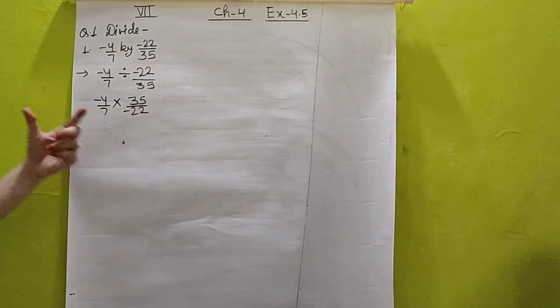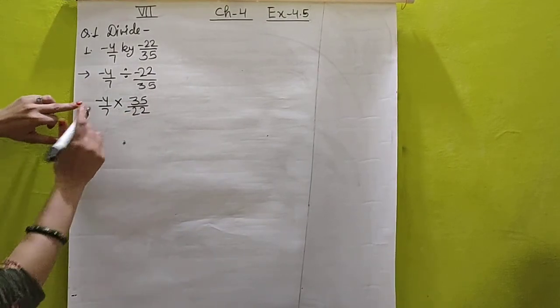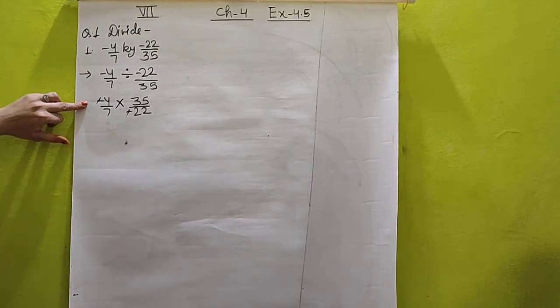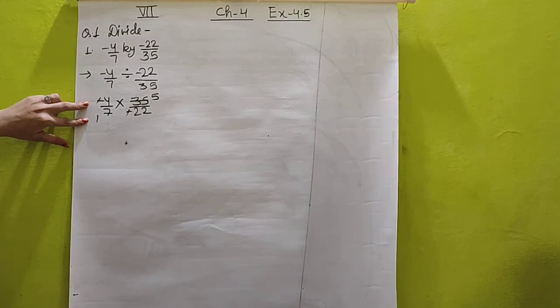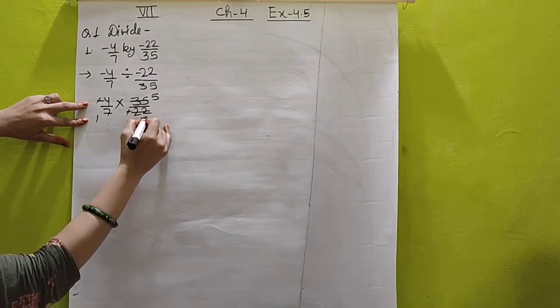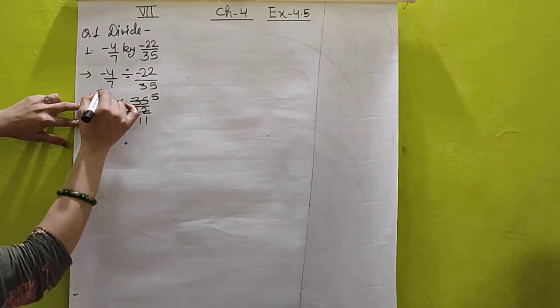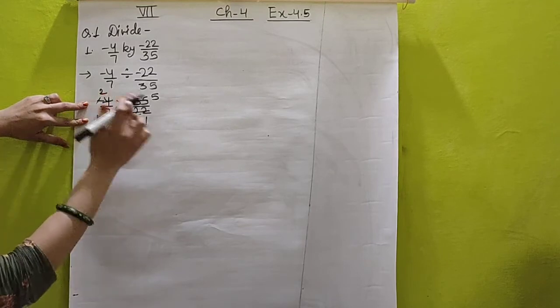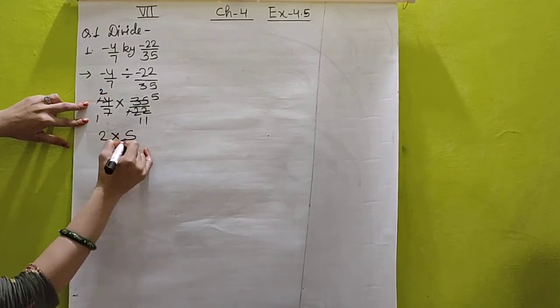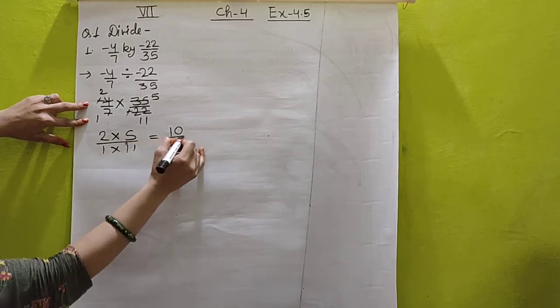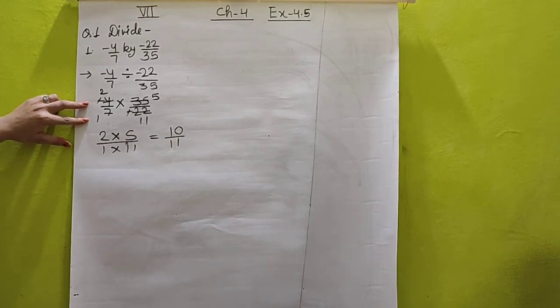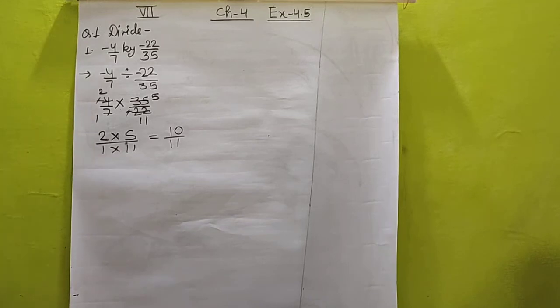Okay students, now easily you can use the cutting method. First of all, you can cut this minus sign with the minus sign. Now 7 ones are 7, 7 fives are 35. Now 2 ones are 2, and 2 elevens are 22, 2 twos are 4. Now upside 2 multiply 5 and downside 1 multiply 11. It will be 10 upon 11. This 10 upon 11 is your final answer.